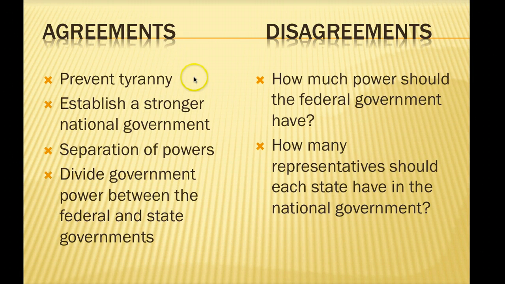They would view it as a small group of men attempting to take power away from the people. When the men met, they agreed on certain things. They agreed that they wanted to prevent tyranny, that they needed a stronger national government, that they wanted to incorporate separation of powers, and that they wanted to divide the government power between the federal and state governments. What they disagreed about was how much power the federal government should have and how many representatives each state should have in the national government. I'm just going to mention here quickly that the word national and federal mean the same thing. And sometimes you may see the word central as well. That is also the same idea.